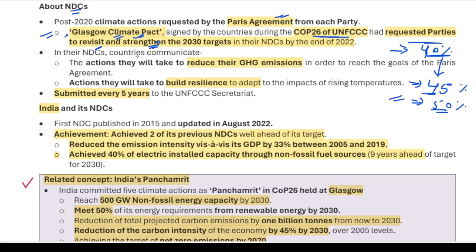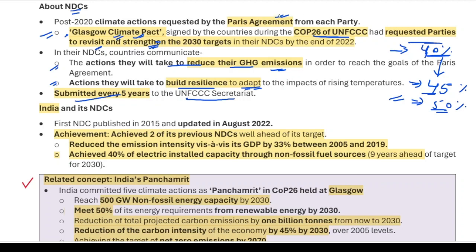In their NDCs, countries communicate the actions they will take to reduce greenhouse gas emissions and build resilience to adapt. So emissions and adaptation both are given in NDCs. These NDCs are submitted every 5 years to the UNFCCC Secretariat. And what does this Secretariat do? It synthesizes a report and then measures progress till 2030.